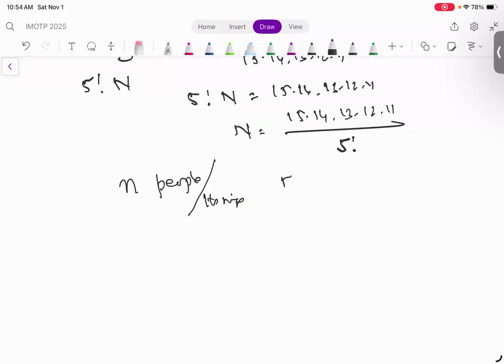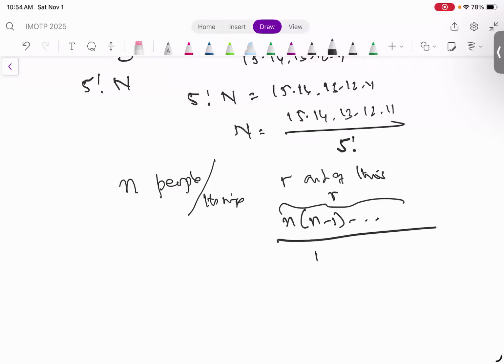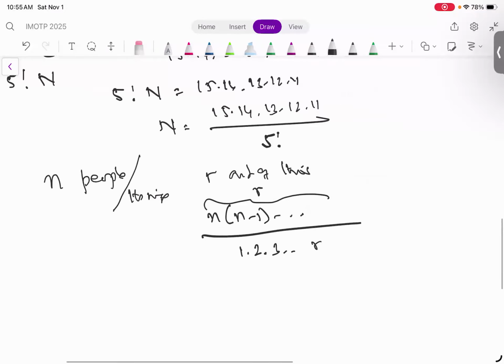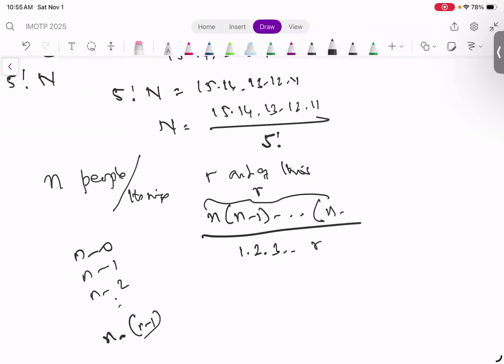So more generally, if I have n people or n things, whatever, and if I want to choose r out of that, the number of ways is n into n minus 1, etc. I have to multiply r terms here divided by 1 into 2 into 3, etc. up to r. So the first term is n minus 0, second term is n minus 1, third term is n minus 2. So the rth term will be n minus (r minus 1).